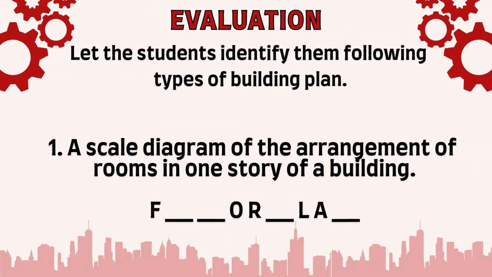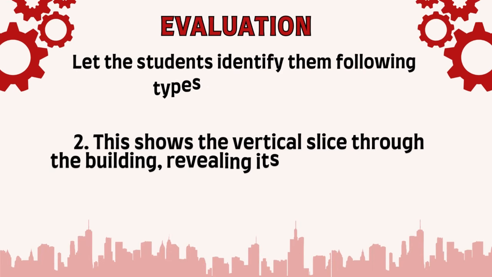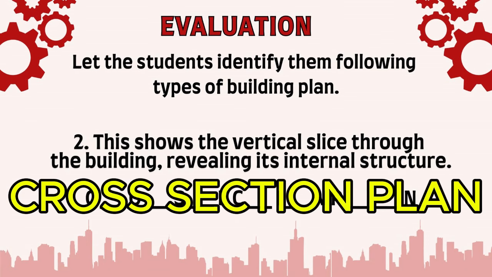Number 1. A scale diagram of the arrangement of rooms in one story of a building. The answer is floor plan. Number 2. This shows the vertical slice through the building, revealing its internal structure. The answer is cross-section plan.